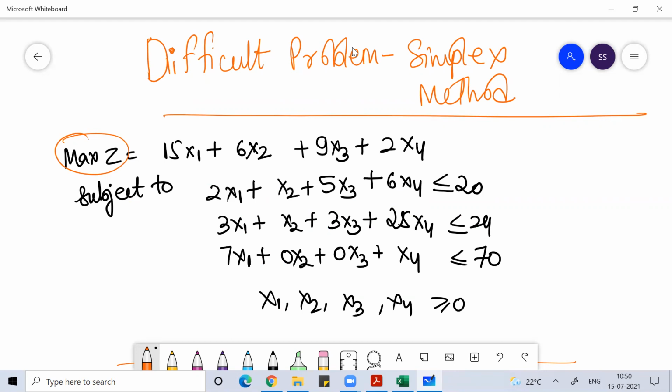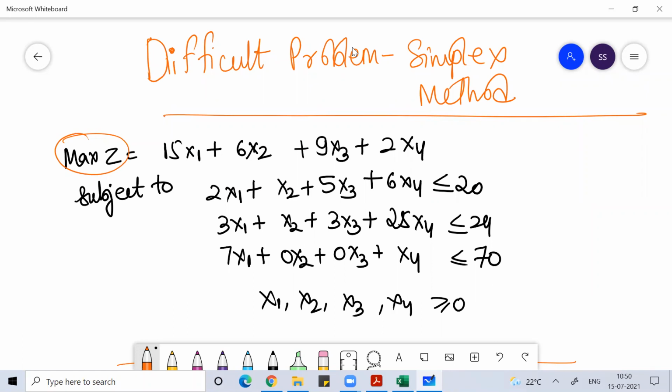Before you start solving the problem, you need to write down this problem in the standard form. When you are trying to write down the problem in the standard form, you will convert the linear inequations of the constraints into linear equations by introducing slack variables. Depending upon the number of constraints, that many slack variables you can introduce in the problem.